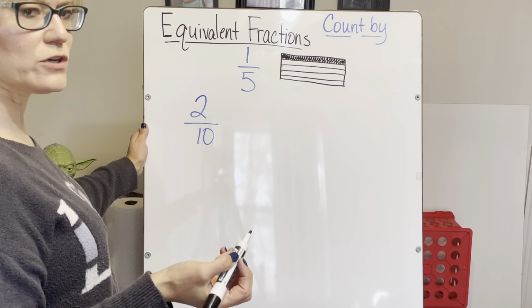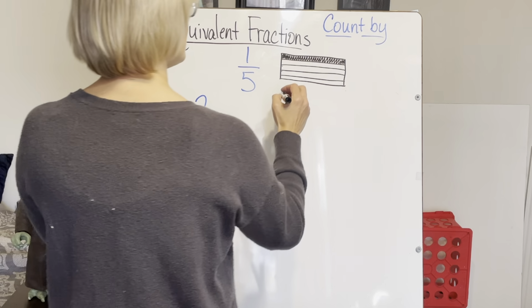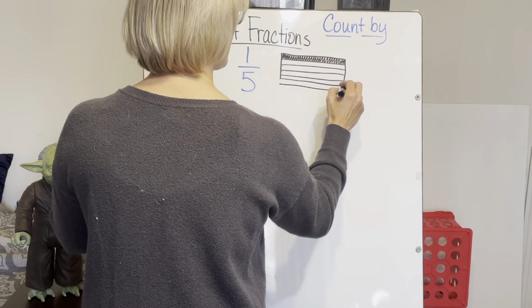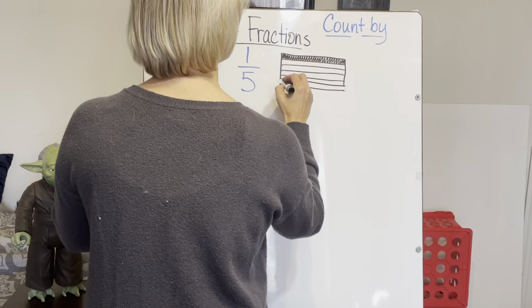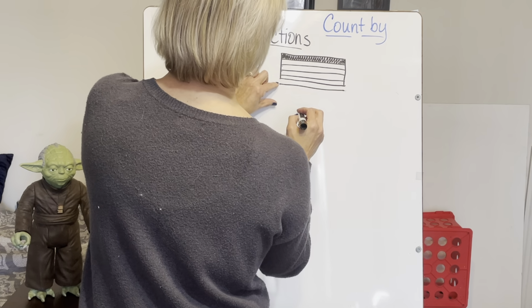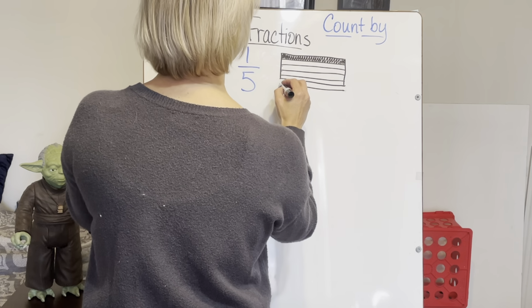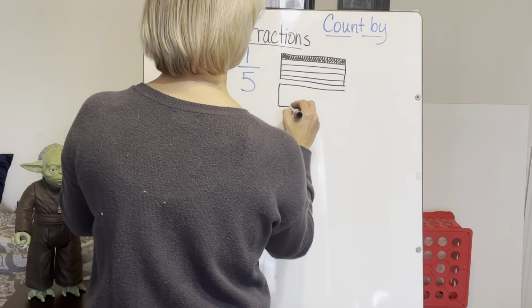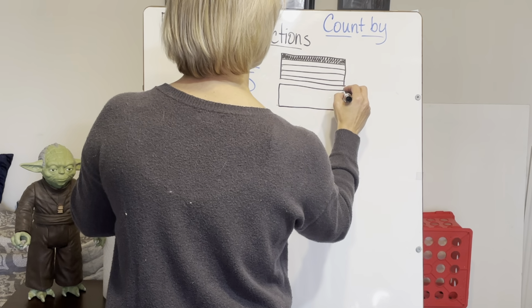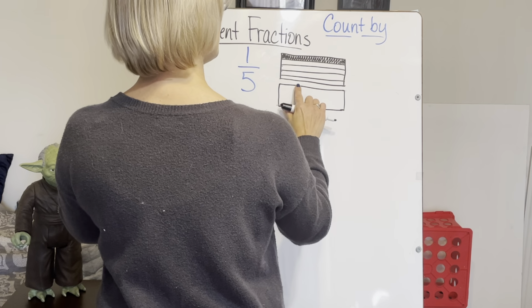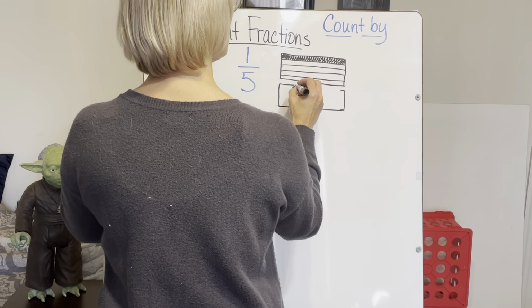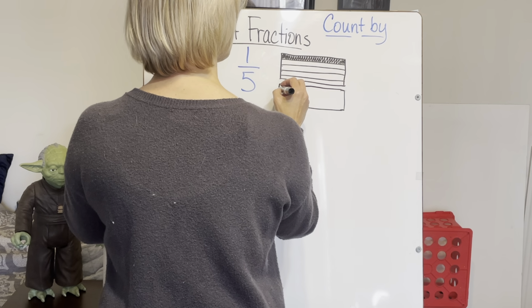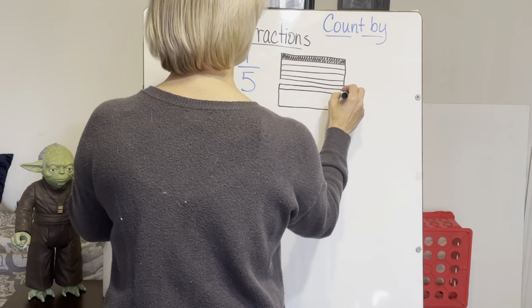Well, how in the world could I show this as tenths? I want to create a candy bar that's the same length and the same size this way too. I'm guesstimating with my fingers. This line is a little wavy, so I'm going to redo it. This time I'm going to create fifths, but I'm going to do something different with it.